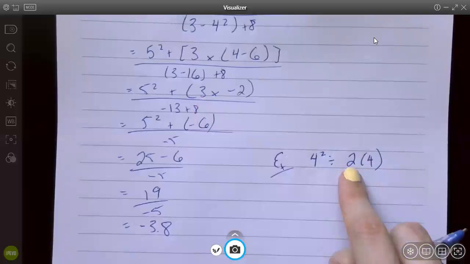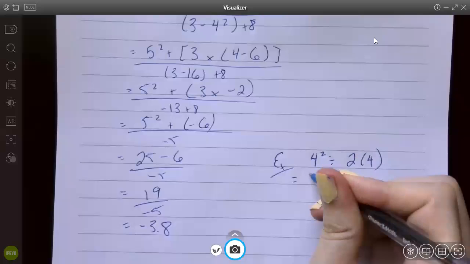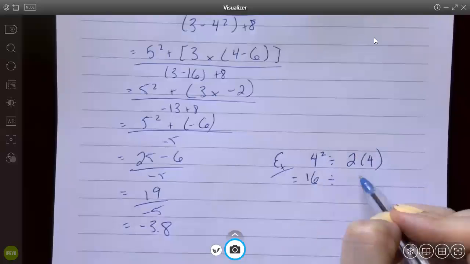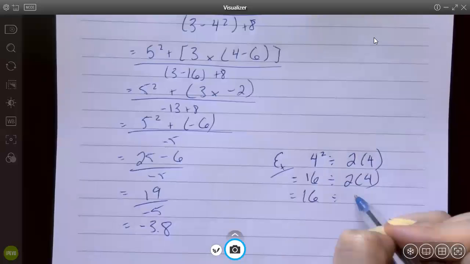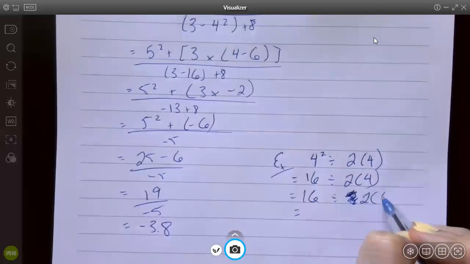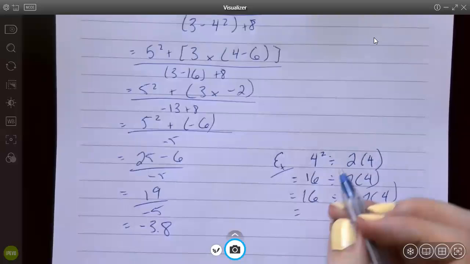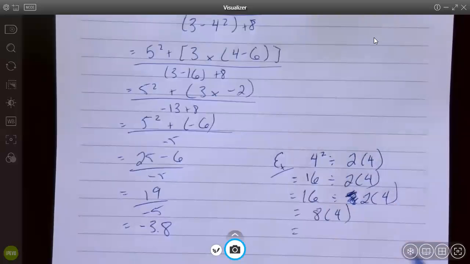This counts as multiplication. So in this case, we would do 4 squared, so 4 times 4 is 16, divided by 2 times 4, so that's 16 divided by 8. Actually, I lied. Then you'd have to do the 16 divided by 2, so 8, and then times 4. And the reason for that is that according to BEDMAS, you do division before multiplication when it comes first. So 8 times 4 is 32 would be your final answer.